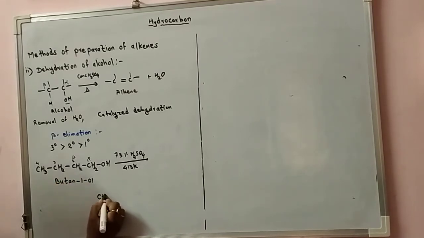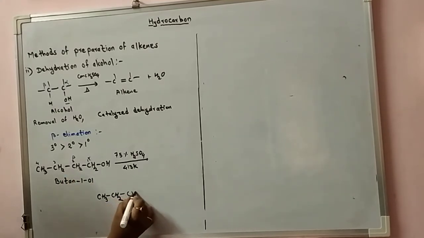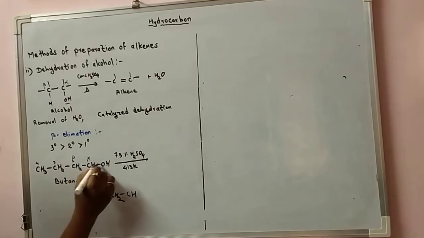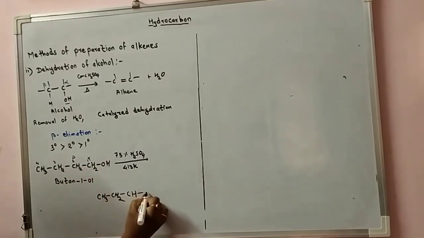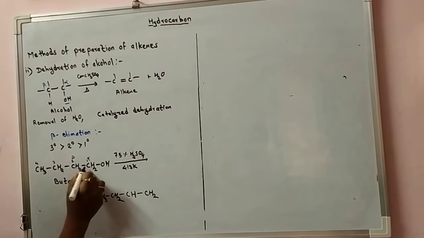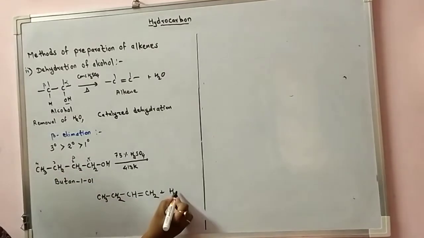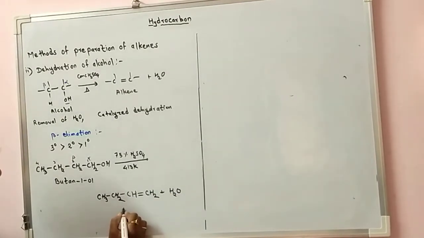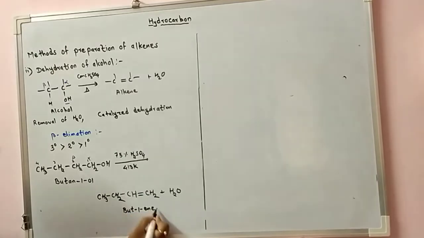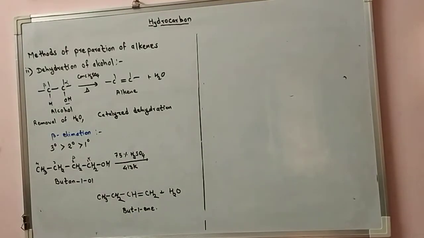So let's write the structure of the product: CH3, CH2, now CH after removal of hydrogen. Then from the alpha carbon the hydroxyl group is eliminated, that is CH2. A double bond is created between alpha and beta, that is here, and the byproduct is water. So this alkene which has 4 carbon atoms, but 1-ene, is formed as the main product. So this is the reaction of butane 1-ol, which is a primary alcohol. It is converted to but 1-ene.